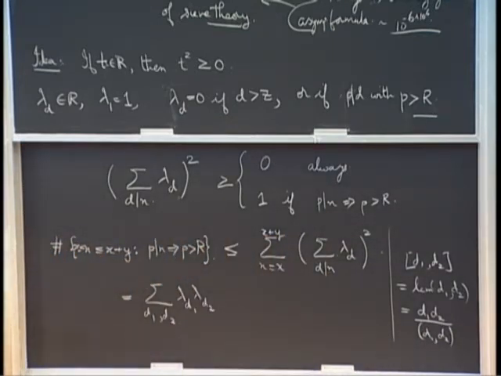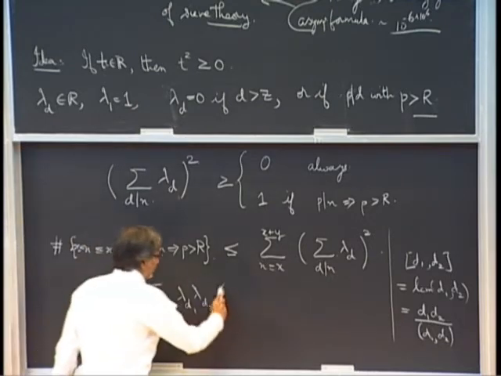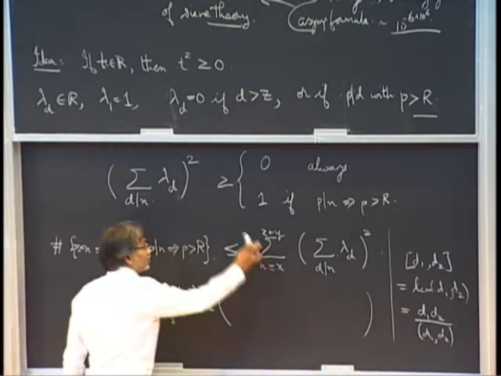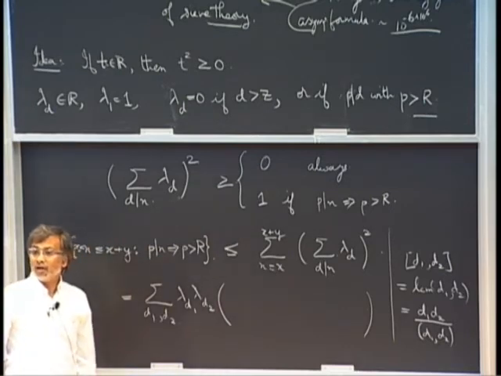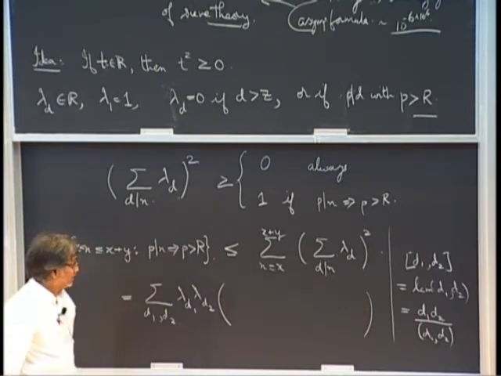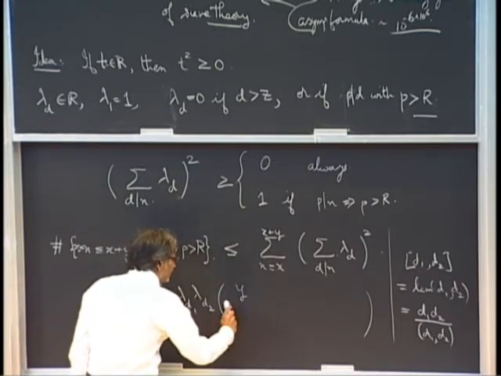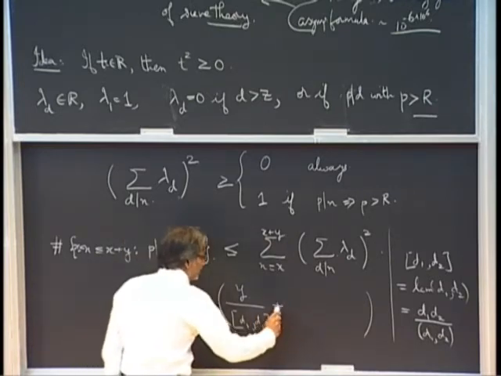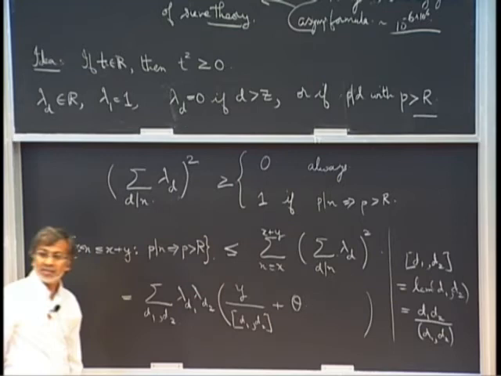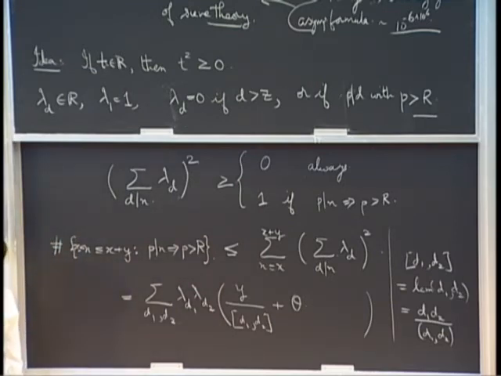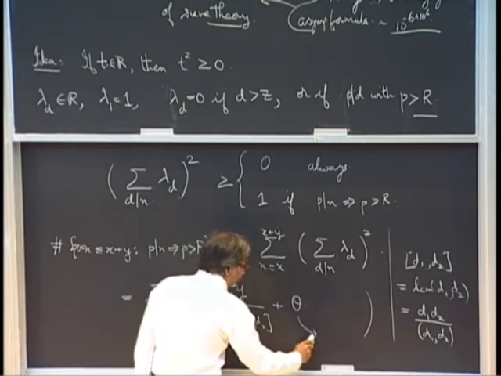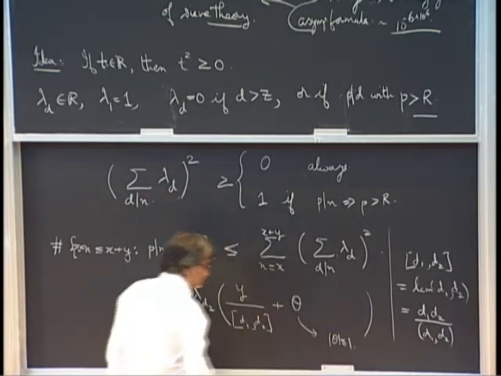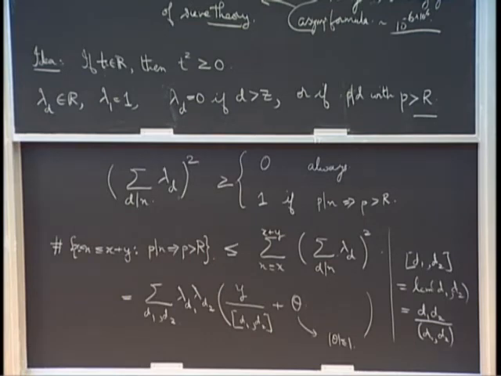Okay, so now what I have to count here is the number of integers in my interval from x to x plus y that are multiples of the LCM of d1 and d2. Well, that's no more than the length of the interval divided by the LCM of d1 and d2, plus at most 1, for some theta less than 1 in size. Okay? So this theta could depend upon d1 and d2.